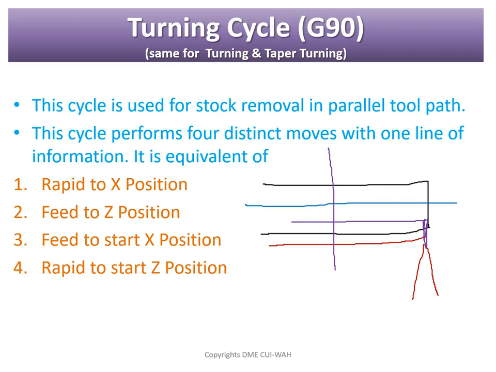So first our tool will move into the workpiece for cutting, and with the help of Z feed it will move in this direction. Similarly, feed to start X position, when our required cut is finished, the tool will move back to the initial position, and rapid to start Z position, then it will again move into the workpiece, and this cycle continues. I will explain the cycle in the next slide. This is our turning cycle. These four commands are explained in the next slide too. Here's the cycle line, the four distinct moves with one line of information.